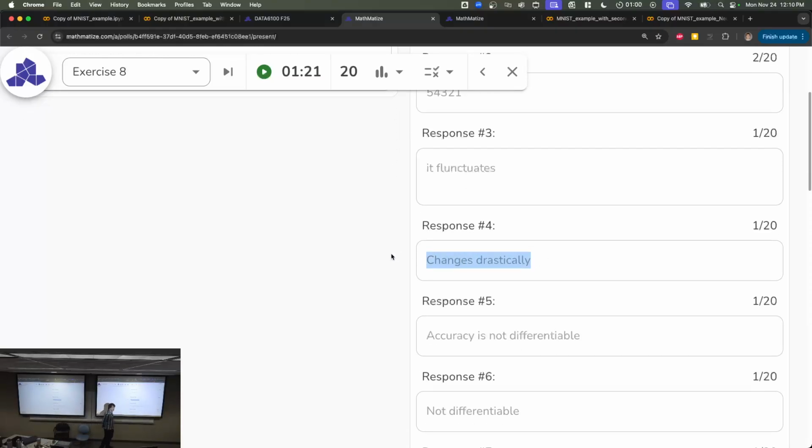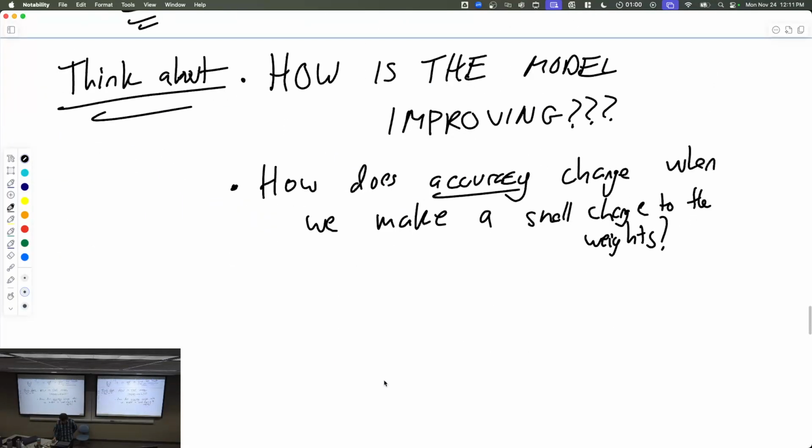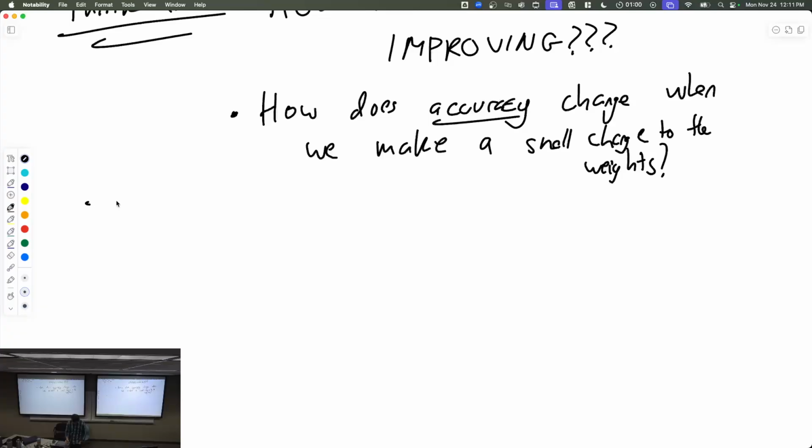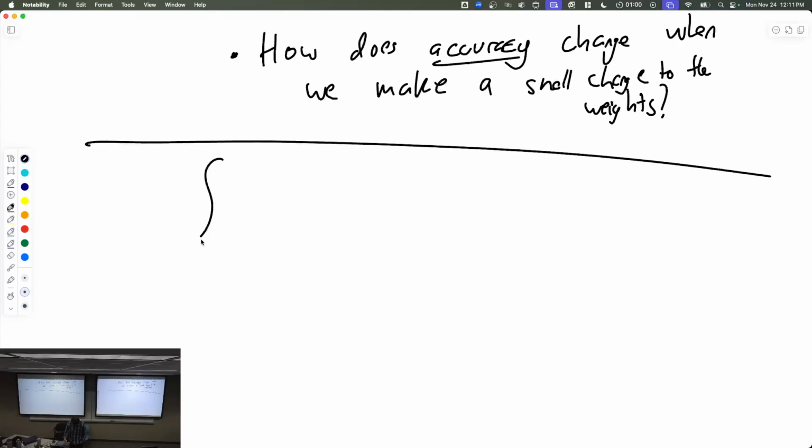In fact, the opposite is true. When you make a small change to the weights, the accuracy does not change at all. It does not even move, even one little bit. And that's because, look at what's happening. The person who wrote changes drastically made a 50-50 gamble on what's going on, and they got it wrong. But look, suppose we have, let's just do the 10 classes that we have over here, class 0 all the way up to class 9.